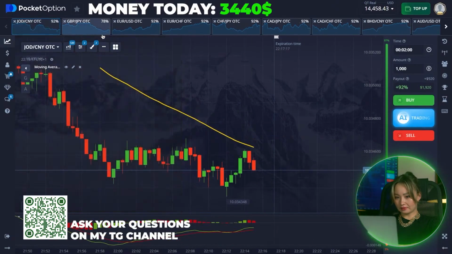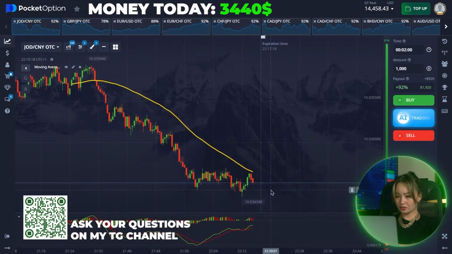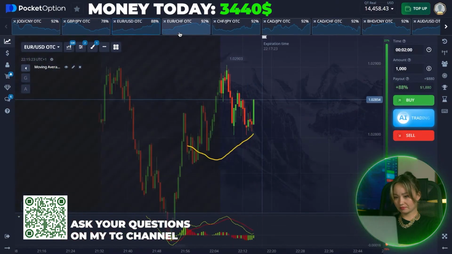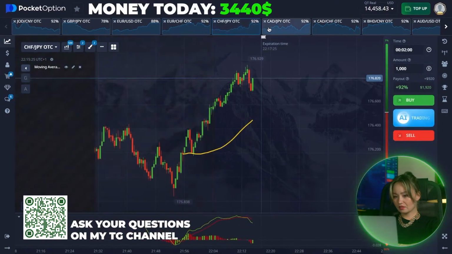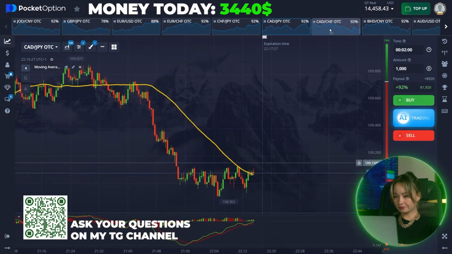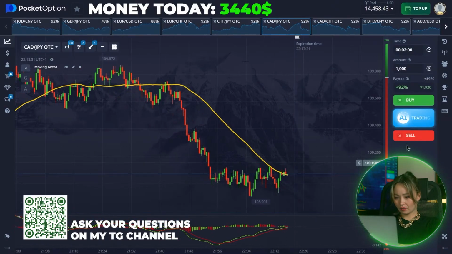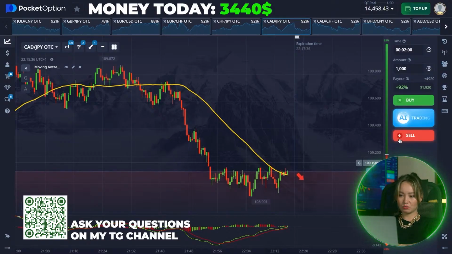Let's check another pairs. Just missed this one. It's a pity, but it's okay. Maybe here. It's flattening, it's too risky.